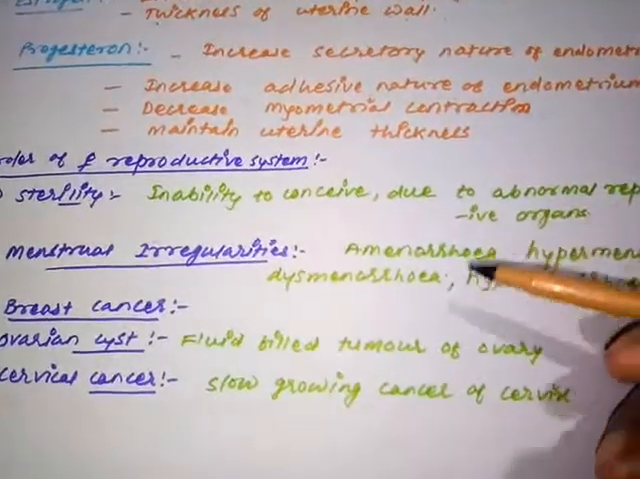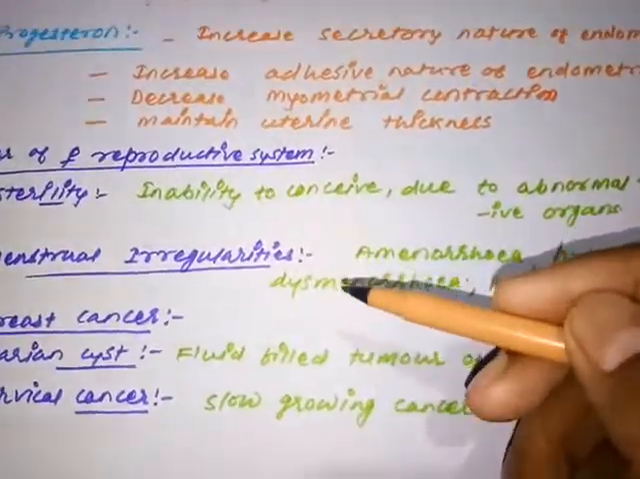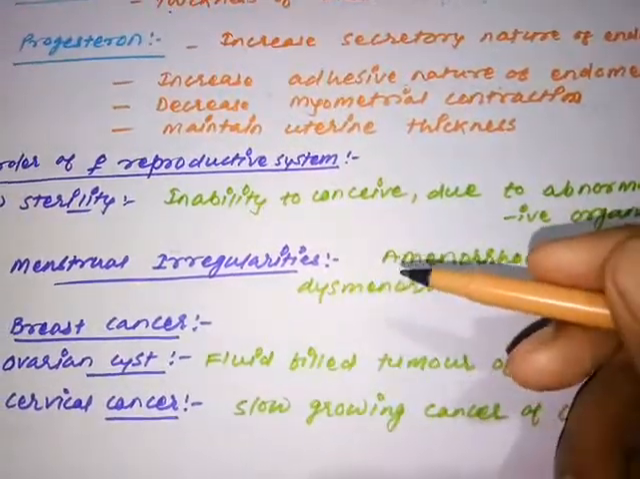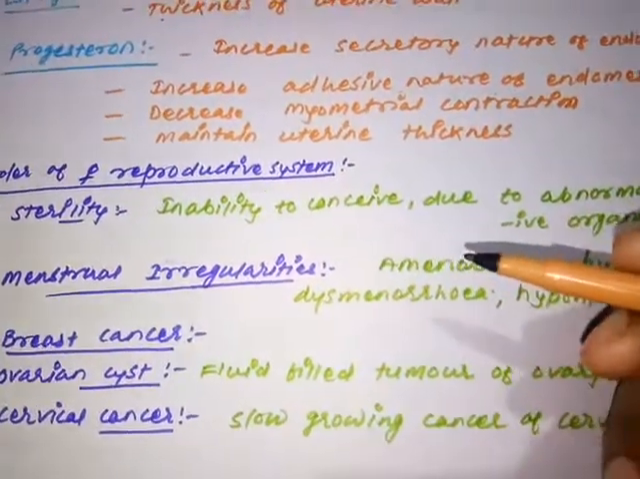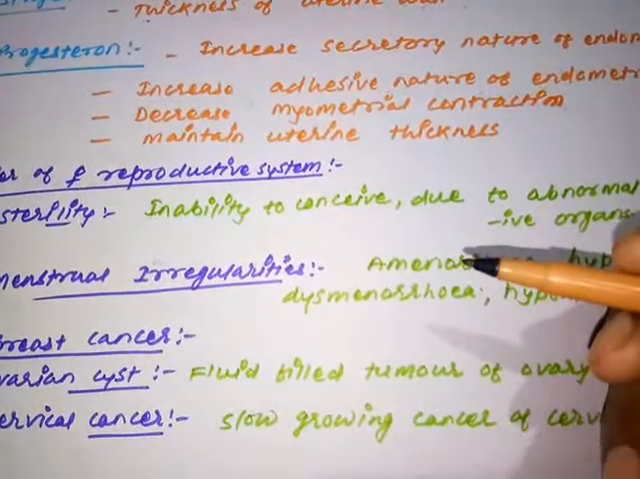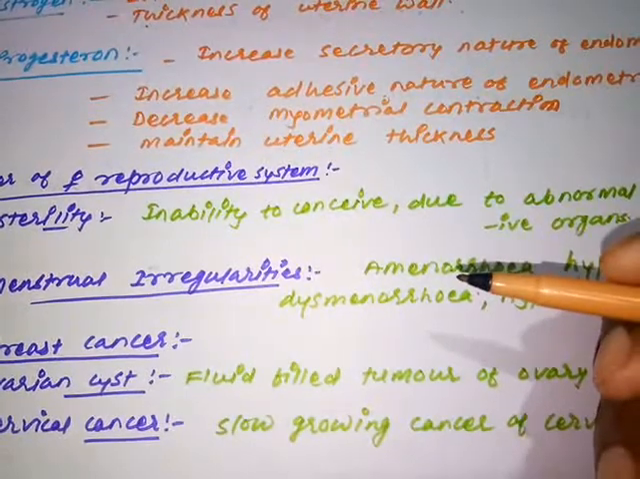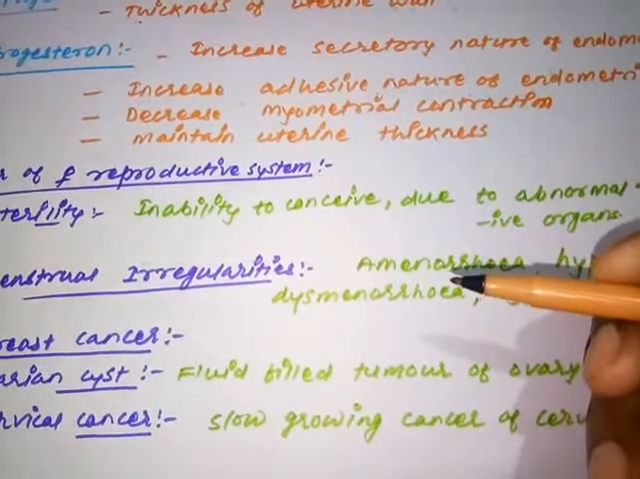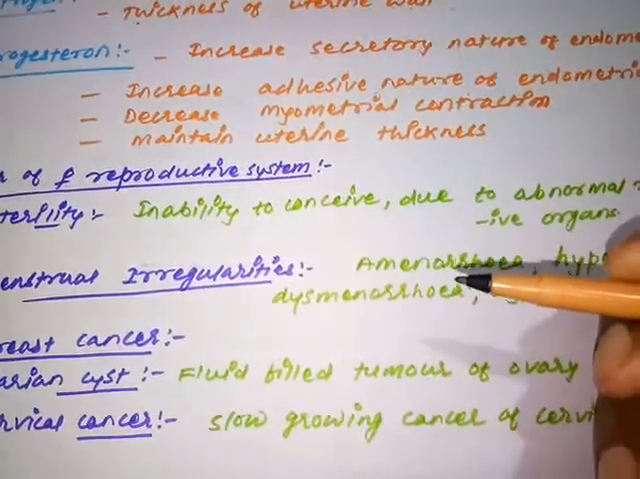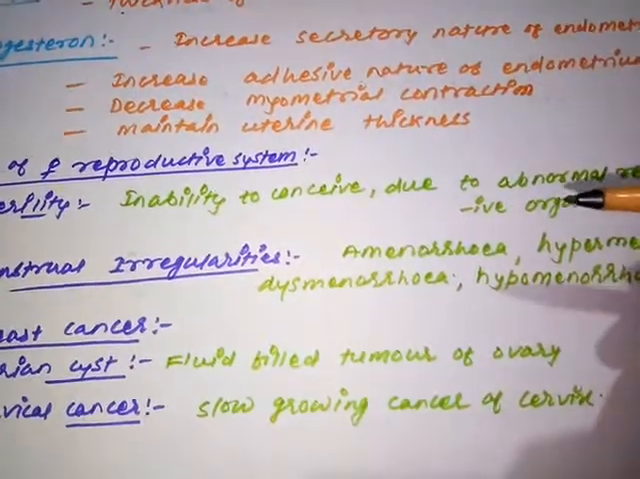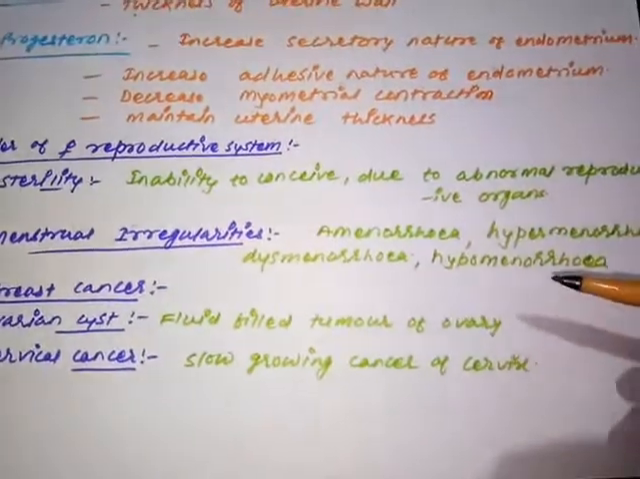Next one, menstrual irregularity. This is very common in females. Menstrual irregularity means the menstrual cycle is not proper, and the menstrual cycle is the basic reproductive physiology of the female. If it is not proper, the reproductive behavior of the female will get altered. We'll discuss the reproductive physiology and the menstrual cycle separately, and discuss everything in detail.